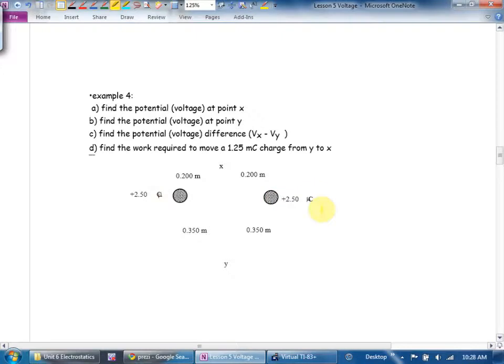Okay. It says, find the potential, the voltage, at location X. How many charges are there in this question? 2. So there's going to be 2 voltages. The total potential is going to be, add them up. I'm going to call this charge 1, and I'll call this charge 2. I'm going to find the voltage from charge 1, which is going to be KQ1 over R1.